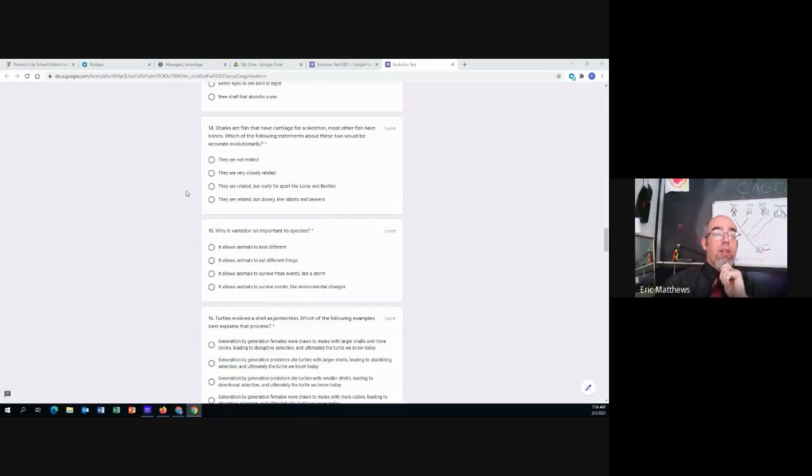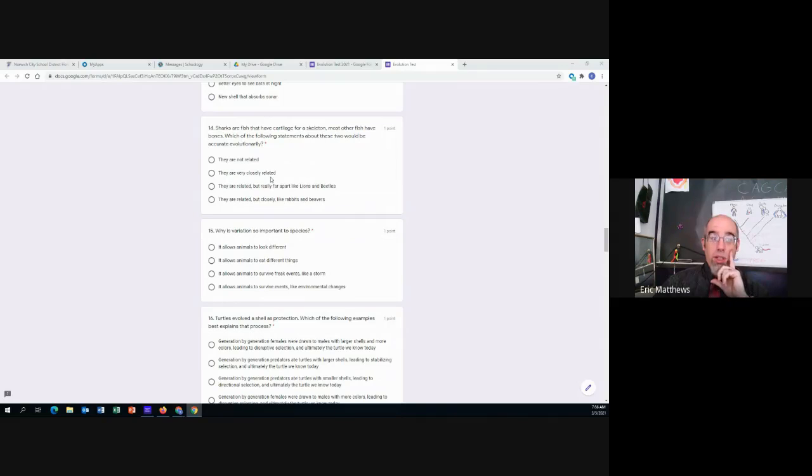Number 14, sharks are fish that have cartilage for a skeleton. Most other fish have bones. Which of the following statements about these two would be accurate evolutionarily? So number 1, they are not related. Sharks and fish are not related.